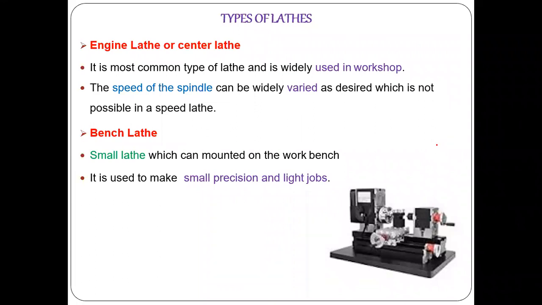A small lathe which is mounted on the workbench is called a bench lathe. It is used to make small precision and light jobs, small-size jobs like pins, small clips, small-size objects. Whatever such objects there are, they are manufactured using these bench lathes.